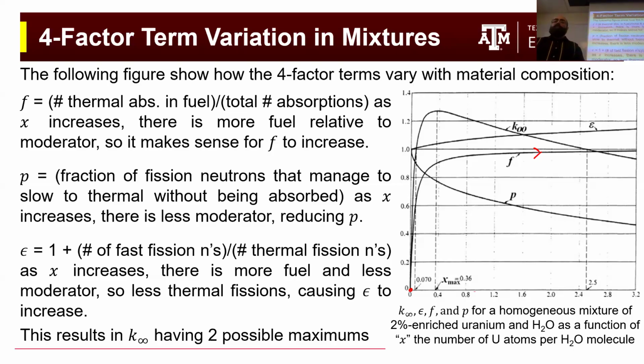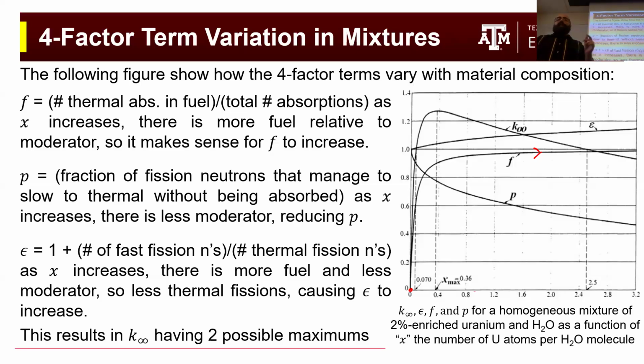And then epsilon is the fast fission factor. You can also think of it as 1 plus the number of fast fission neutrons divided by the number of thermal fission neutrons. Notice epsilon increases as x increases, and that makes sense too, because if we have more fuel, then we have more neutrons coming out of fast fissions. Also, more fuel and less moderator means fewer thermal fissions. So the number of fast fissions goes up, the number of thermal fissions goes down, and epsilon increases as x increases.